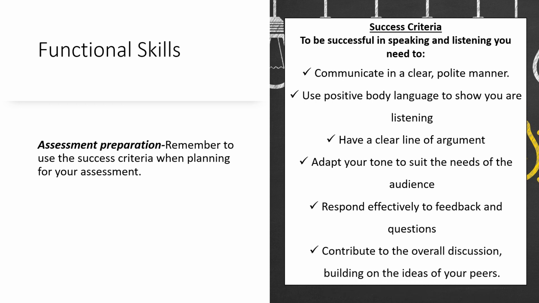And the final one, contribute to the overall discussion, building on the ideas of your peers. So it's not just about having your say when you're doing the group discussion, it's about can you actually take on board what other people are saying, use that information, and then build on their response as you go forward. And that's really key for me because that really shows that you've been listening, paying attention, and being respectful to the other members of the group.